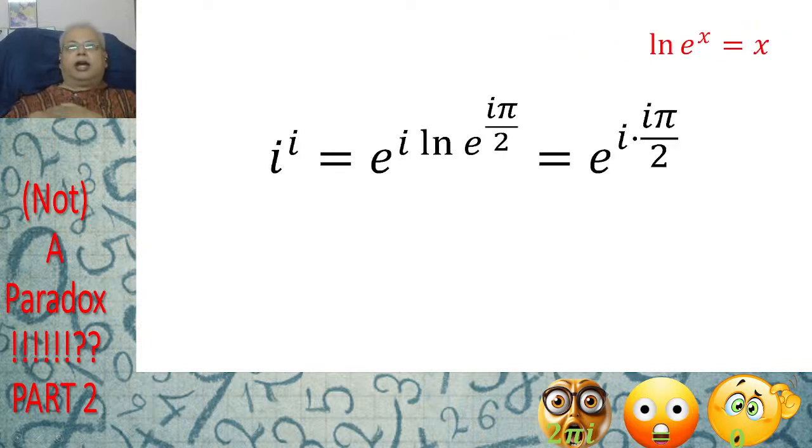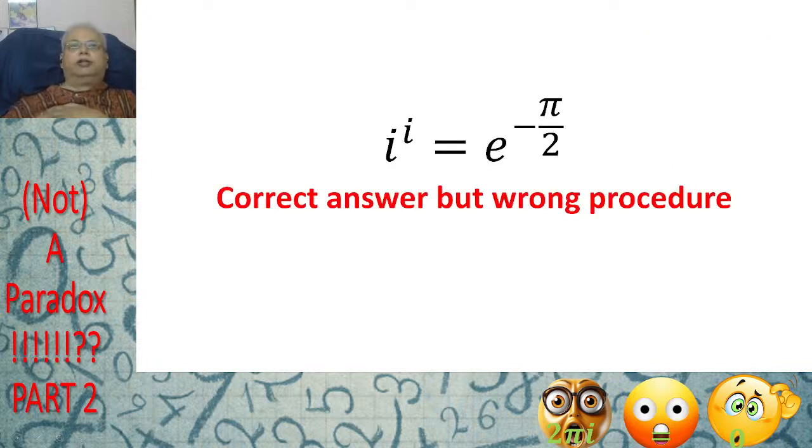So if you do that, then right hand side will become e to the power i into, for log natural e to the power i pi by 2, we will put i pi by 2, because that is x. So e to the power i into i pi by 2. i into i is minus 1. Therefore, i to the power i is equal to e to the power minus pi by 2. So this is the correct answer.